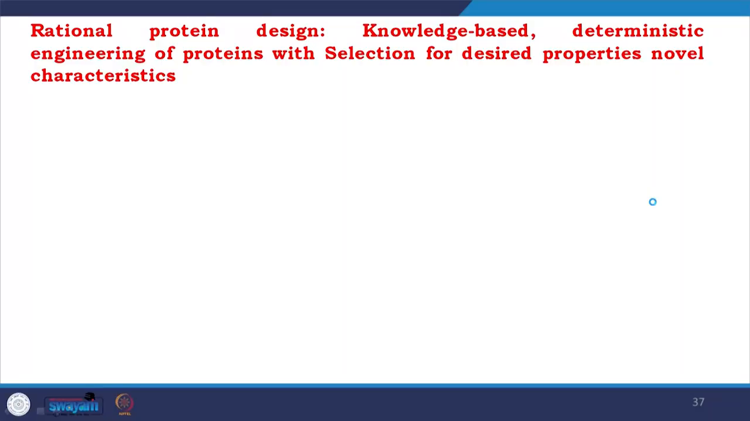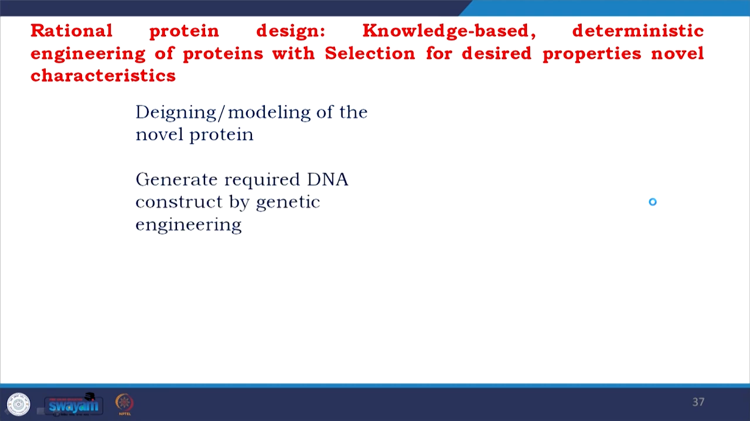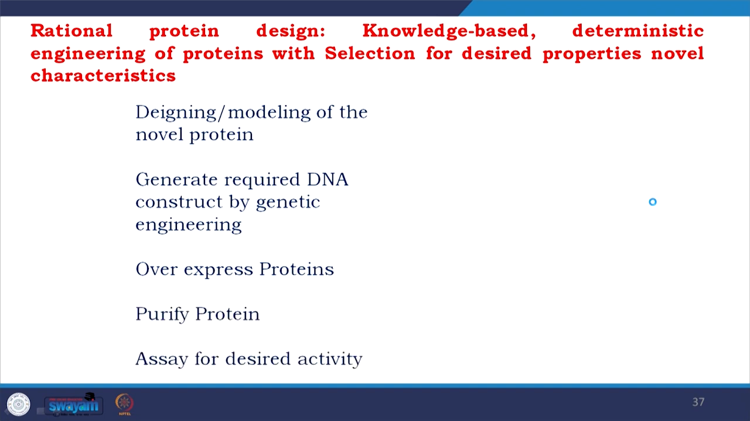So, rational protein designing is knowledge based deterministic engineering of protein with selection for desired properties, novel characteristics. Designing, modeling of the novel protein, generate the required DNA construct by genetic engineering, then you overexpress the protein, then you purify the protein, and then you do the analysis. So, you first do the designing.